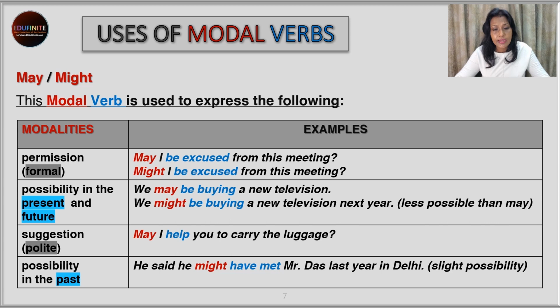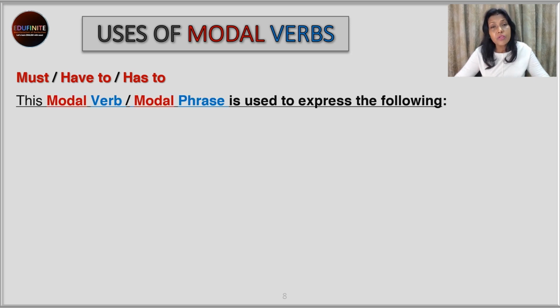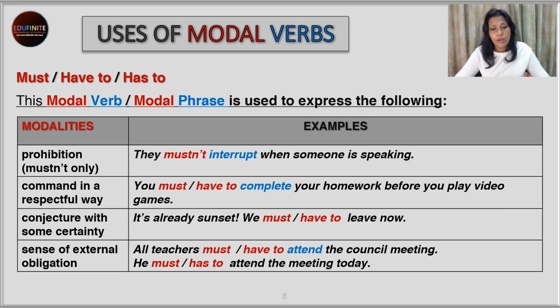Well, the next one is must, and then we have to and has to. These are modal phrases. Well, this modal verb or these modal phrases are used to express the following modality. Prohibition. Here we use only mustn't. They mustn't interrupt when someone is speaking. So this is prohibition. That means you're not supposed to do this. When someone is speaking, you must not interrupt. You must wait till he completes it and then say whatever you have to say.